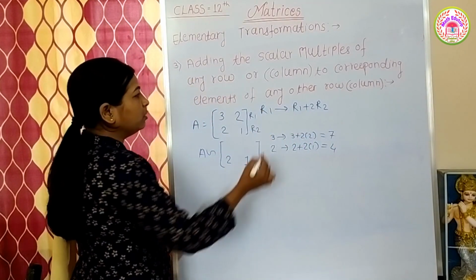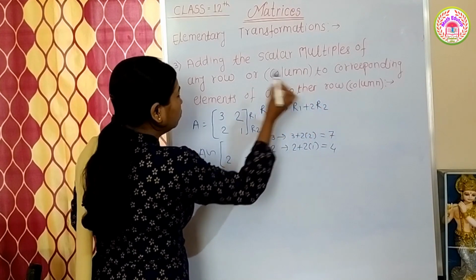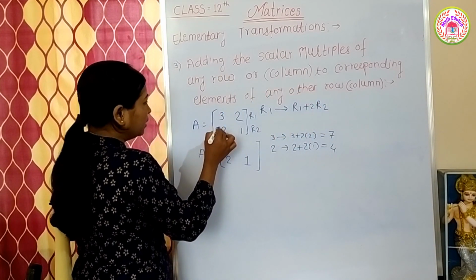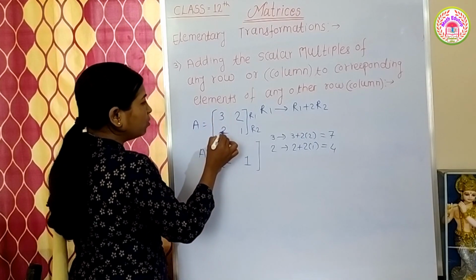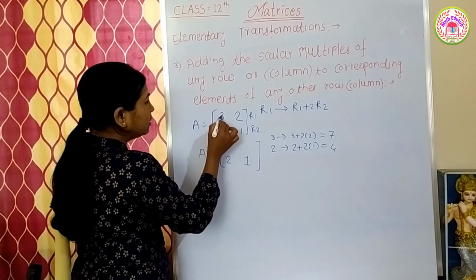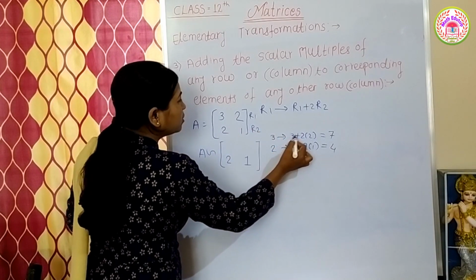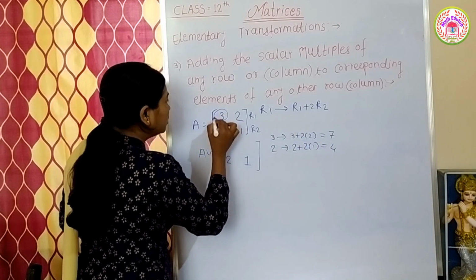Now to do this, that means R1 plus 2 times R2. So R1 के element में 2 times R2 के element add करने. So R1 का क्या है? 3 plus 2 times R2 क्या होगा? 2 times 2 that is 4, plus 3 is 7, तो इसकी जगह क्या होगा? 7 मिलेगा.